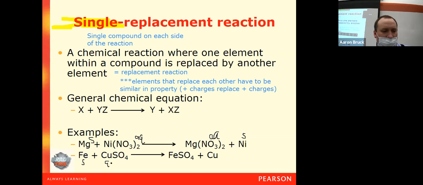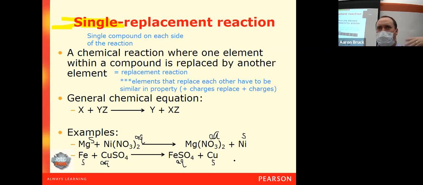Aqueous here. Aqueous here. Solid here. So we can see the magnesium went from being solid to aqueous. The nickel went from being aqueous to solid. We went from inside the solution to outside the solution.